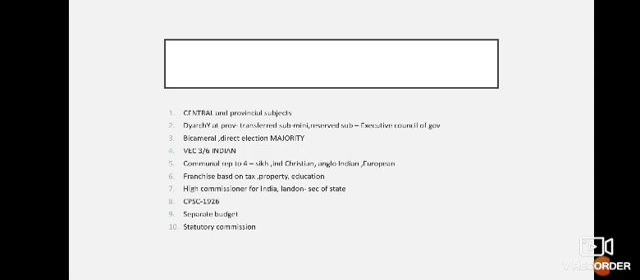Okay, so these are the 10 points, and in this diarchy in provinces is a very important point, and also Central Public Service Commission is recommended under this Government of India Act of 1919. Okay, so these 2 points you should be thorough with, because always there were questions in the question papers.